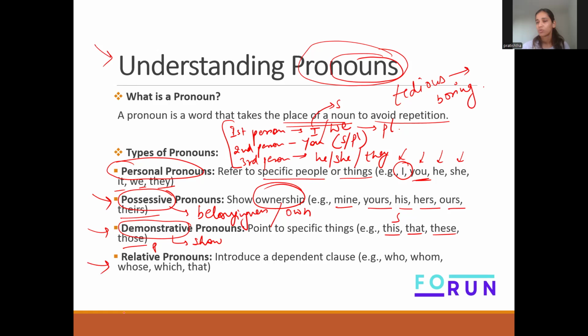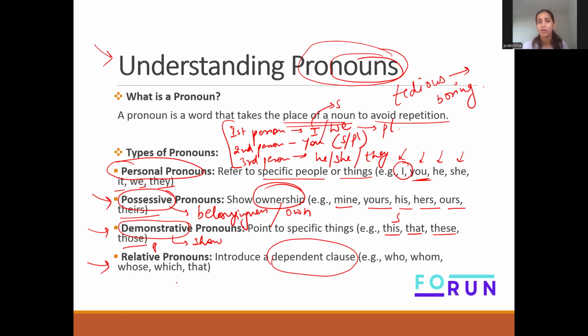Then you have relative pronouns, right? It introduces a dependent clause. Again, this is a little bit of, I would say, complex grammar because we are not really doing clauses right now. But dependent clause is used for complex sentence structures. So we can use who, whom, whose, which, that. You need to just remember it in your mind.